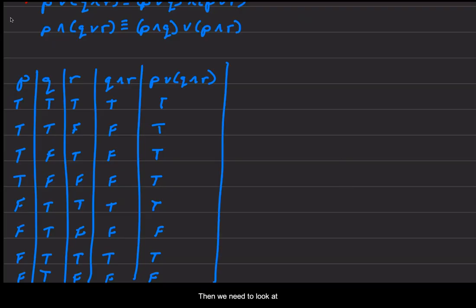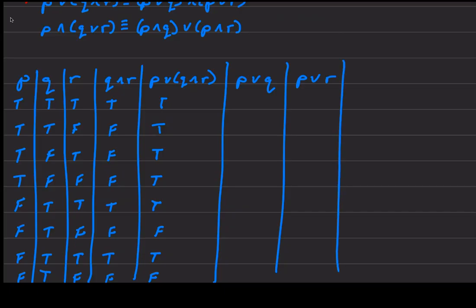Then we need to look at, excuse me. So next we need to look at P or Q. Then we'll look at P or R. And then finally we'll look at P or Q and P or R combined.